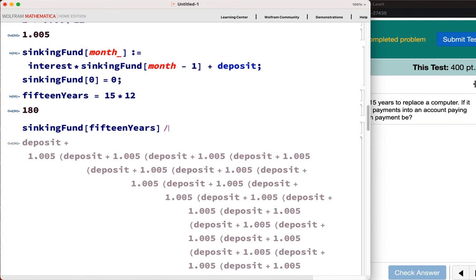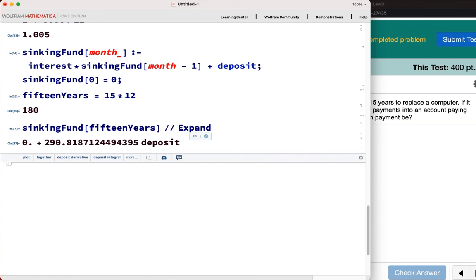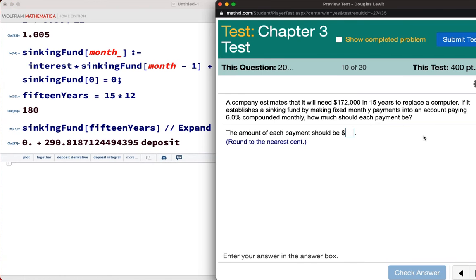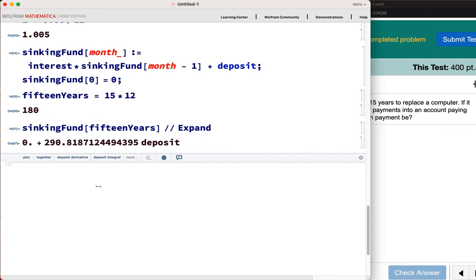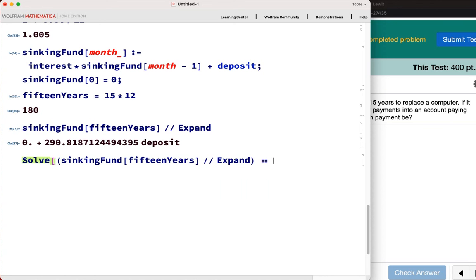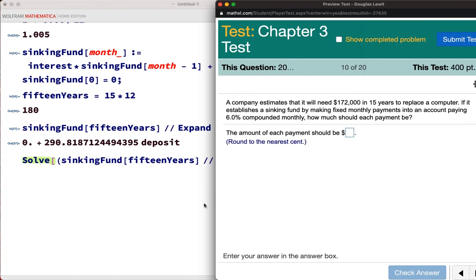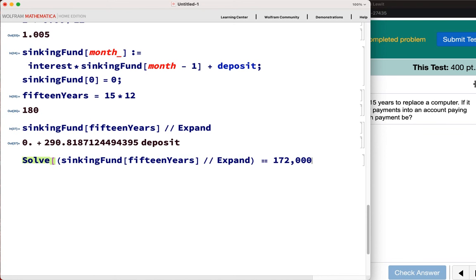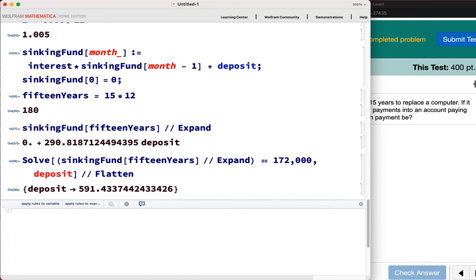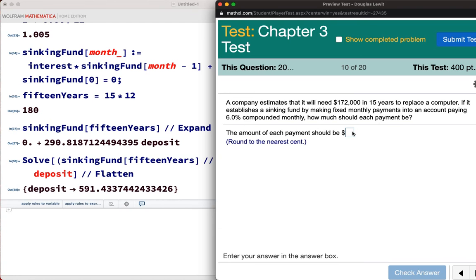So why don't we just expand the whole thing? Okay, so this is going to be equal to how much? $172,000. All right, so solve sinking fund 15 years is equal to $172,000. What is my deposit? It should be $591.43 a month.